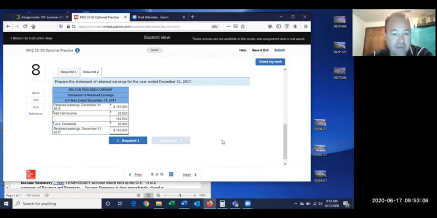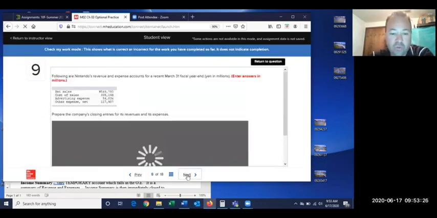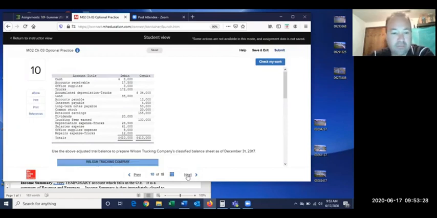So that's just 20,000. And our new retained earnings, this is the other number we're going to write down because it's the second connector. So I'm going to write down 160,500. And that's the amount that we're going to use when we come over to number 10.